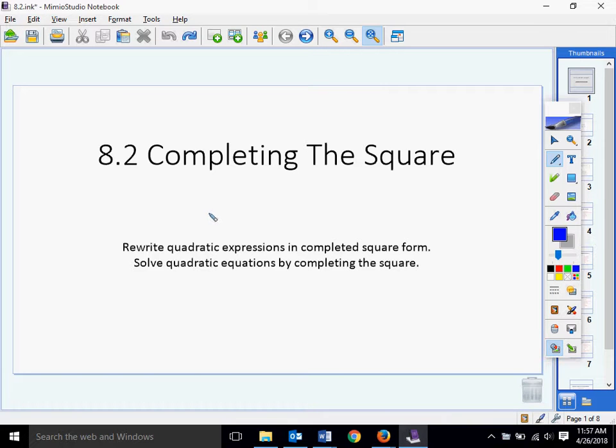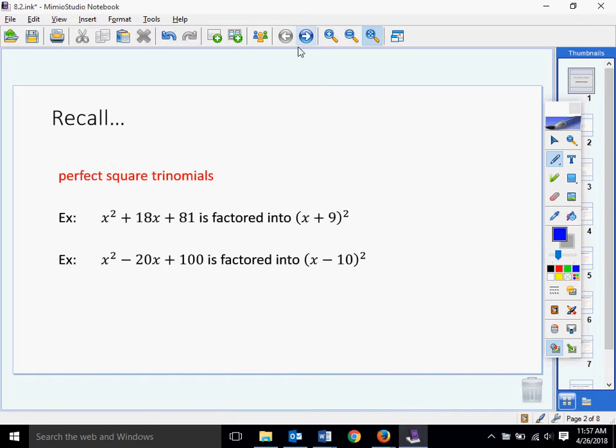Point two, completing the square. We're going to be rewriting quadratic expressions in completed square form, and then we're going to be solving quadratic equations by completing the square. So it's a very helpful process.